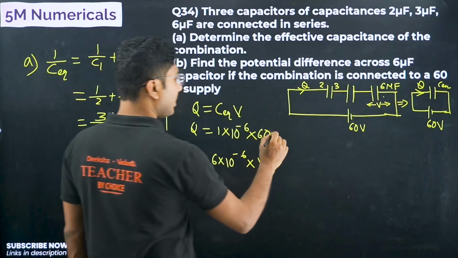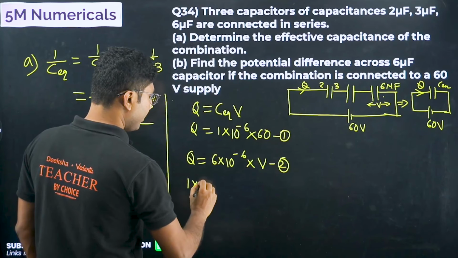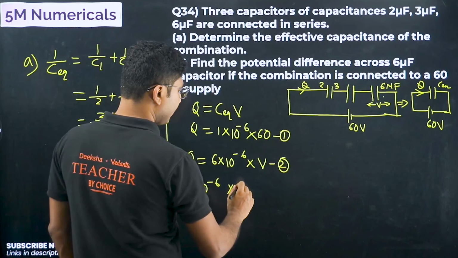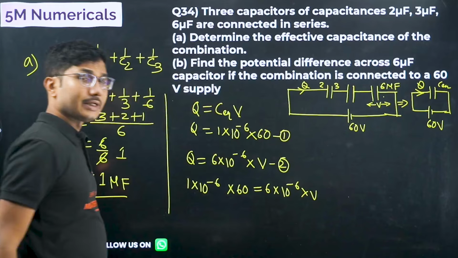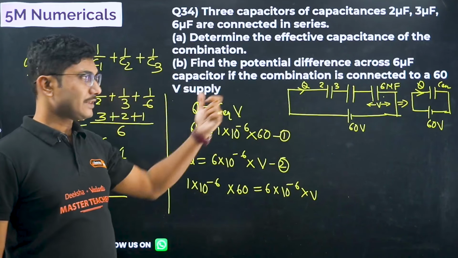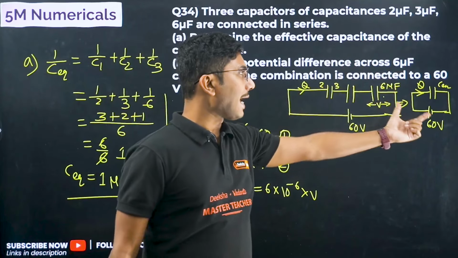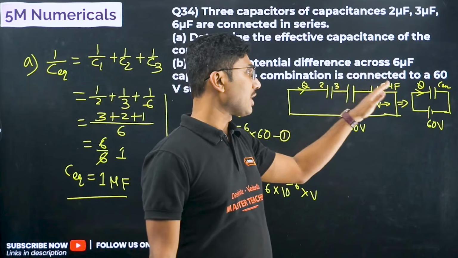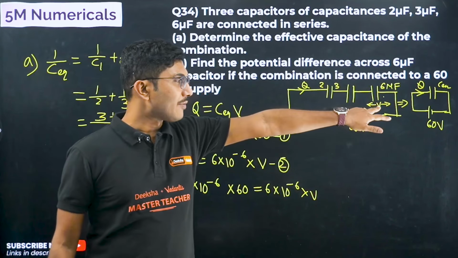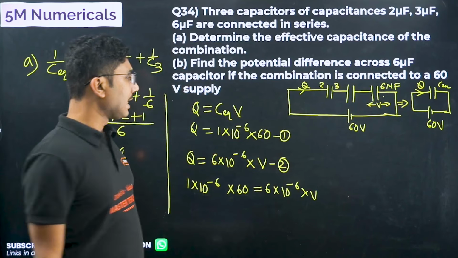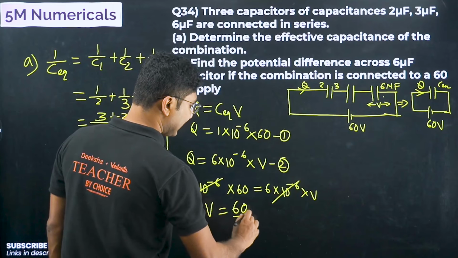Now this is equation number 1, this is equation number 2. If we compare these two equations, we get 1 into 10 to the power of minus 6 into 60 equals 6 into 10 to the power of minus 6 into V. So first step is to calculate the charge for the equivalent as well as for this capacitor. Both charges should be the same, and you just need to compare these two values. One of them will have this unknown V, and then you can easily calculate V. 10 to the power of minus 6 cancels, so V must be equal to 60 by 6.